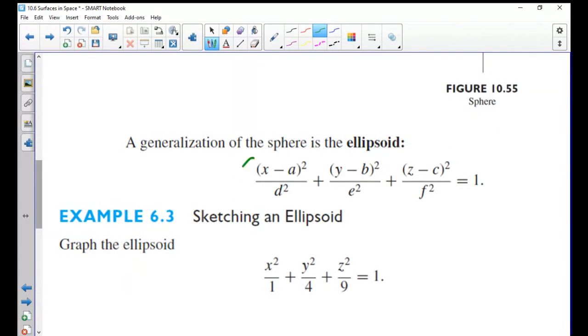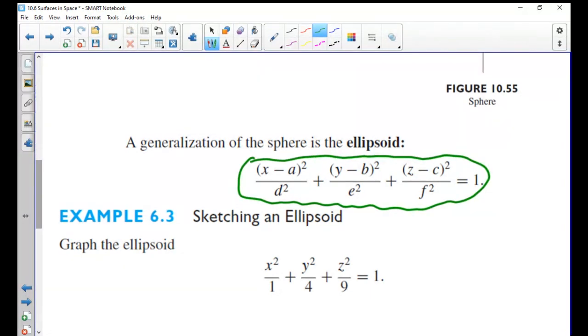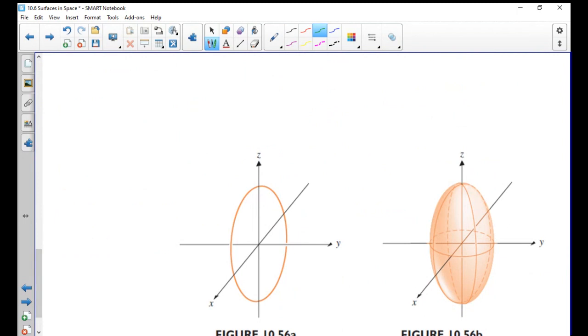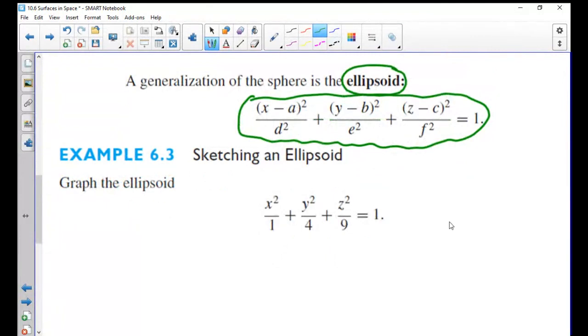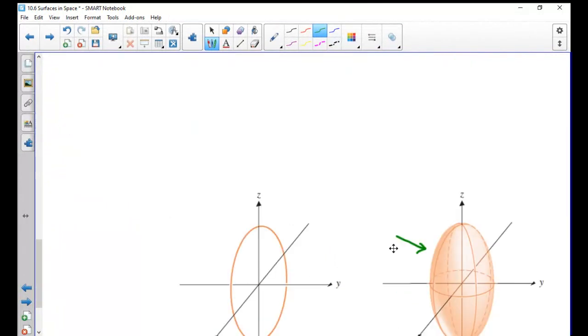Now, a general equation, it's like a sphere, but here we have numbers D, E, and F in the denominator. In this case, it's not going to be a sphere. It's going to be like a rugby ball, yeah, like this. Can you see this? This shape here, an ellipsoid. That is basically, if you have an equation of this type, the shape will be like this.